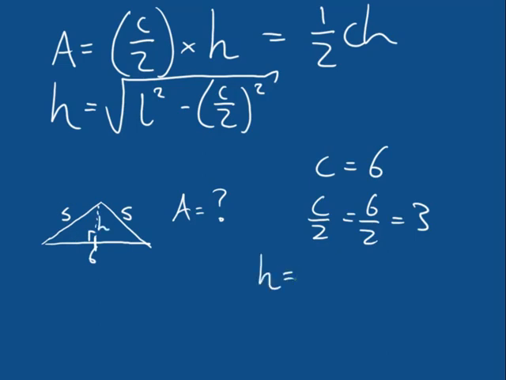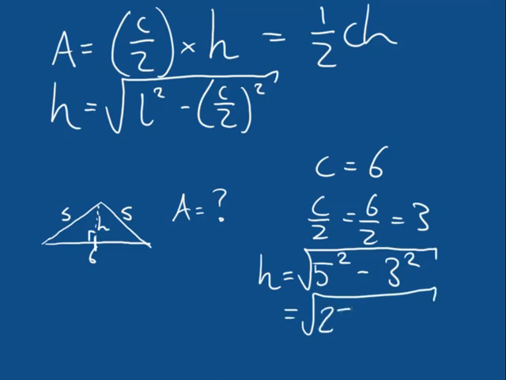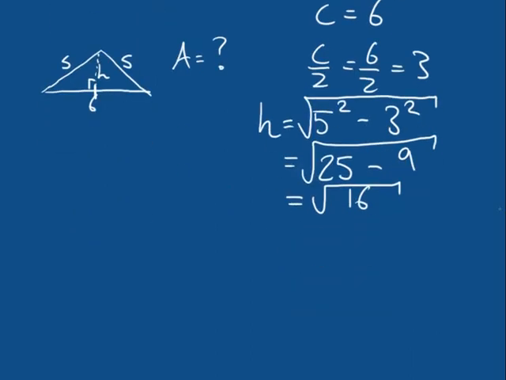So h is equal to the square root of L squared, so 5 squared, minus c over 2 squared. C over 2 is 3, so minus 3 squared, which is equal to the root of 25 minus 9, which is equal to the root of 16. So h is equal to 4.